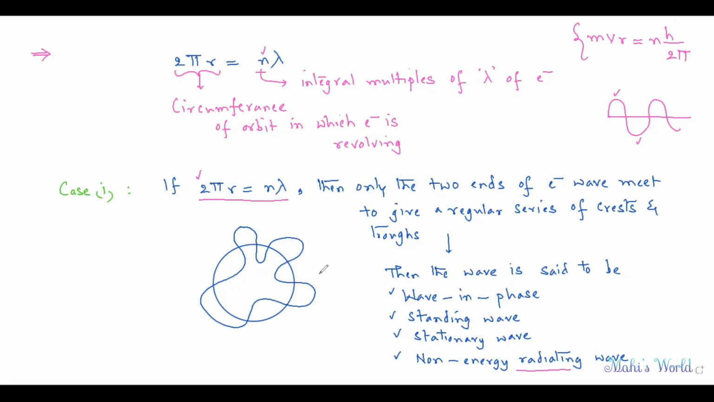So, this type of wave exists. Yes, of course, as long as the electron is revolving in a particular orbit, it should not radiate energy. It should neither gain energy nor lose energy. That is possible only if 2 pi r is equal to n lambda.